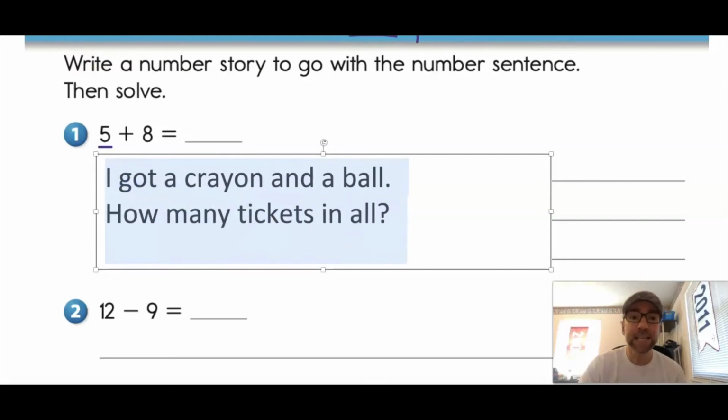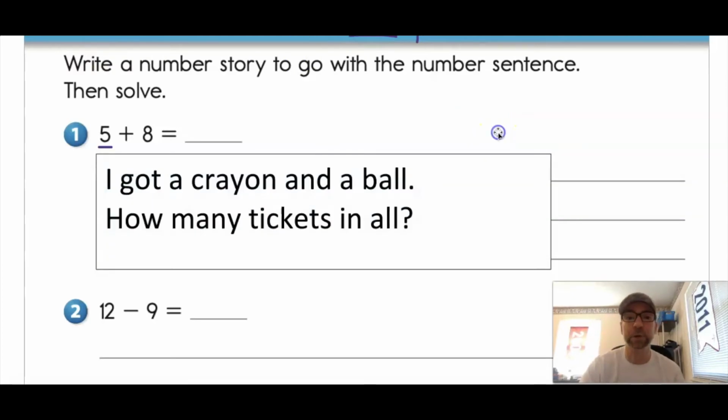So this is a very short number story that goes with the number sentence and our carnival poster. I got a crayon and a ball. How many tickets in all? Now I have to solve this problem. The problem is 5 plus 8. Well, we can draw a picture. We can count on. There's lots of ways we can do it.